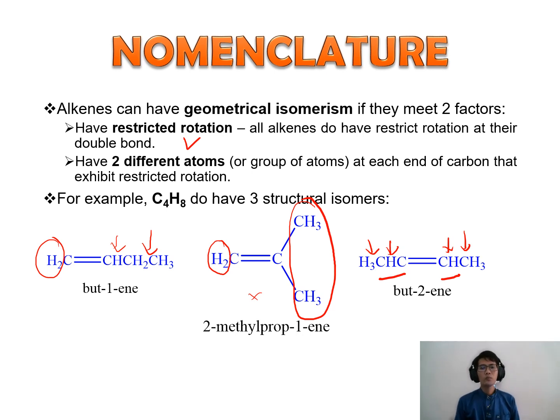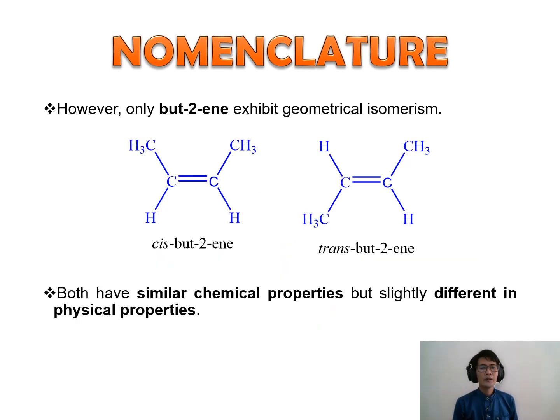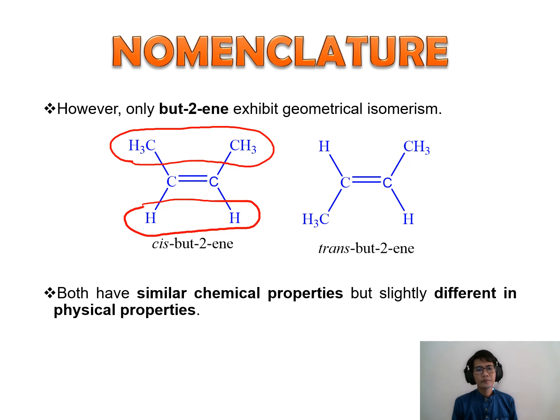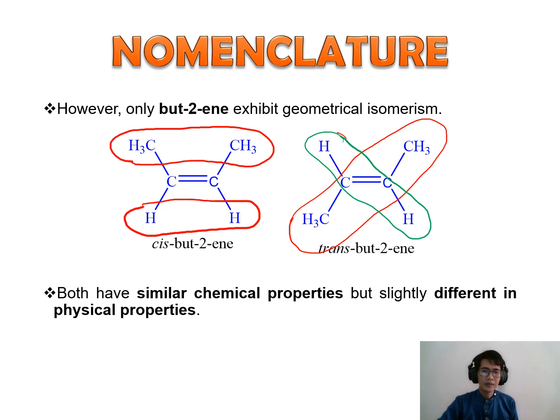Alright, so ini kedua-dua hujung boleh ada dua atom ataupun group of atom yang beza, so dia boleh mengalami geometrical isomerism. Apa dia geometrical isomerism? Dia boleh bentuk dalam struktur cis and trans. Okay, so the cis structure, the alkyl group is on the same side while the hydrogen group is also on the same side. Same side. Manakala for the trans structure, the alkyl group is opposite to each other. Same goes to the hydrogen is also opposite to each other.